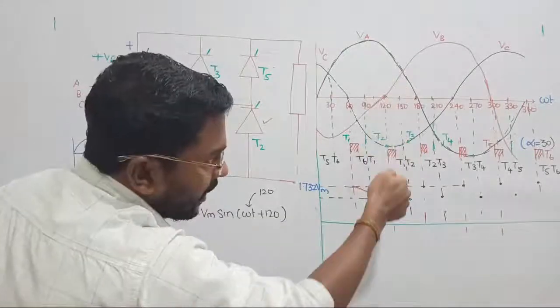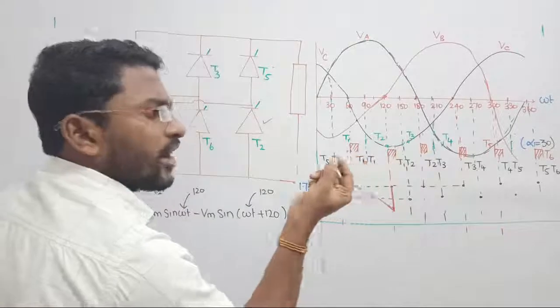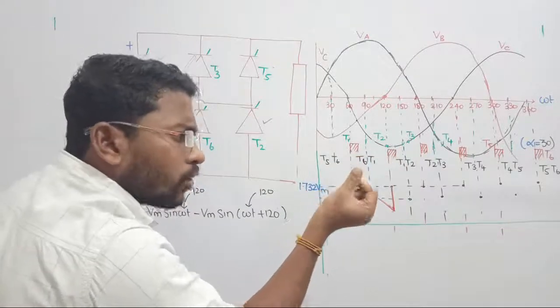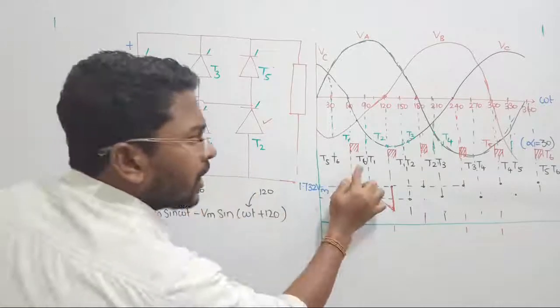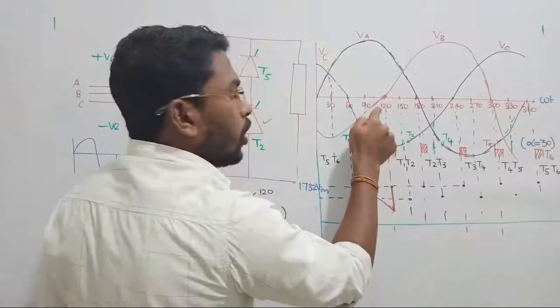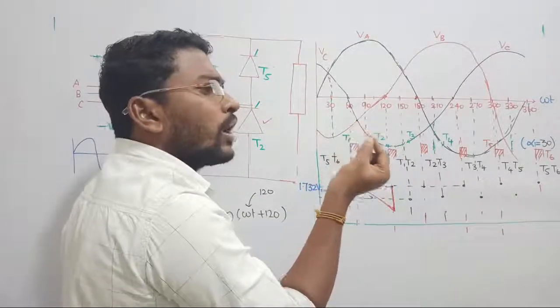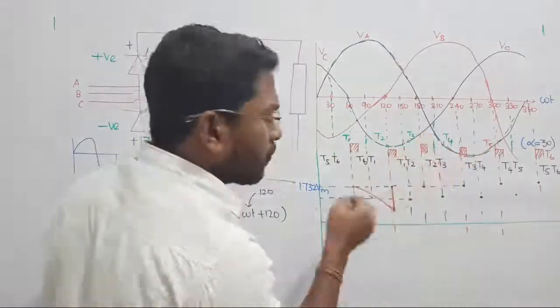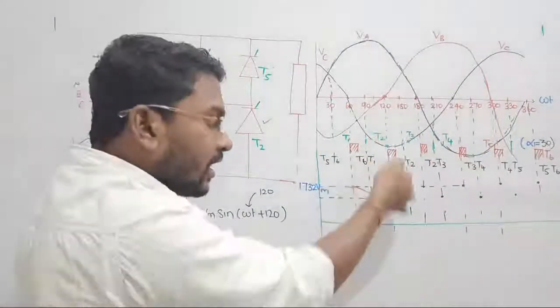At omega t equal to 120 degree we are going to trigger thyristor T2. Yes or no? Just before that, a fraction of a second before triggering T2, if you look at 0.001 second before, T6 and T1 will be in connection. Correct? Almost at the edge, omega t equal to 120, right? At 119.99999, which thyristor will be in connection? T6. T6 will be in connection, right?